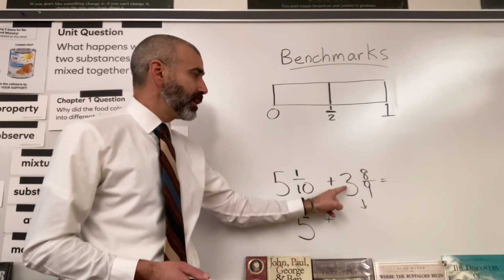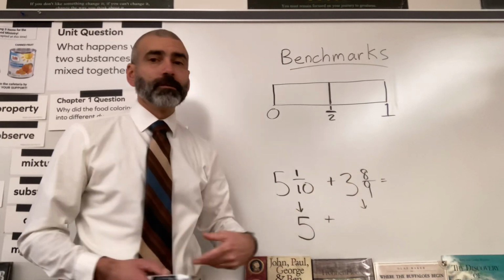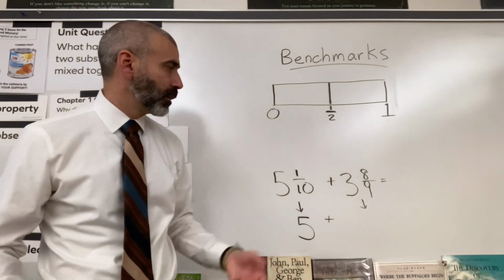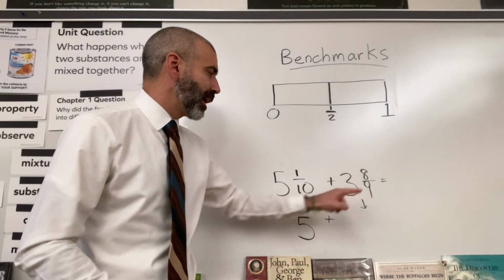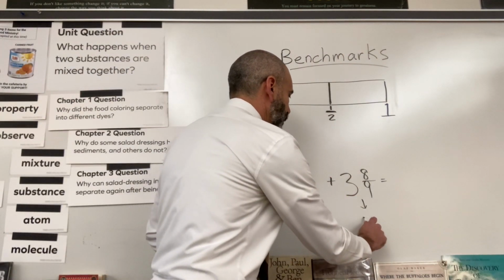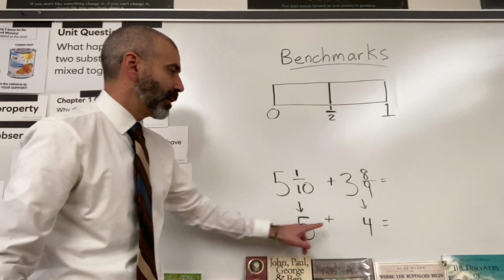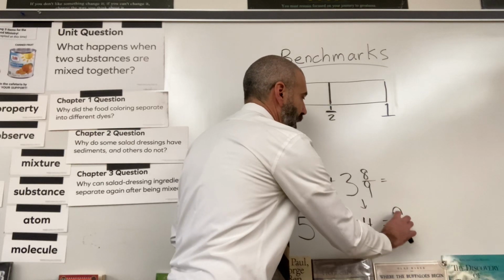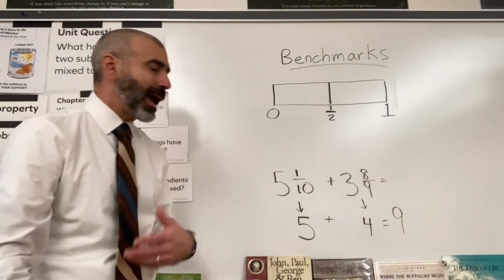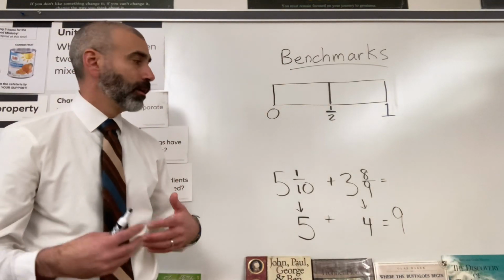So if I have 3 plus another whole, well, you know what that is, it's 4. So I can change 3 8/9 to the number 4. And of course, 5 plus 4 is 9. And that would be my estimate before I would solve the real problem.